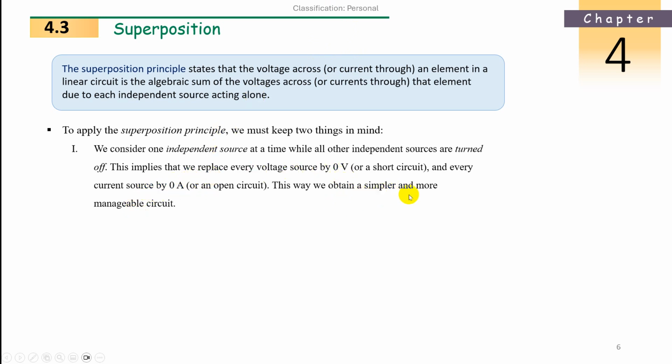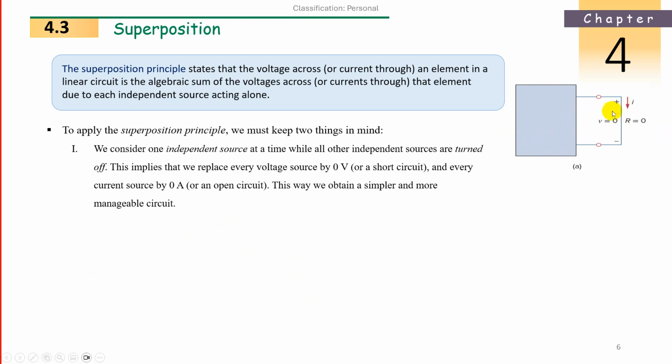This way we obtain a simpler and more manageable circuit. This is always why we go for theorems: when there are big and complex circuits, we go for theorems. By using this superposition technique, with a single source at a time, we make a simpler and manageable circuit by replacing other voltage sources with short circuits and other current sources with open circuits. What is open and short, we'll see. Okay, what is short circuit?